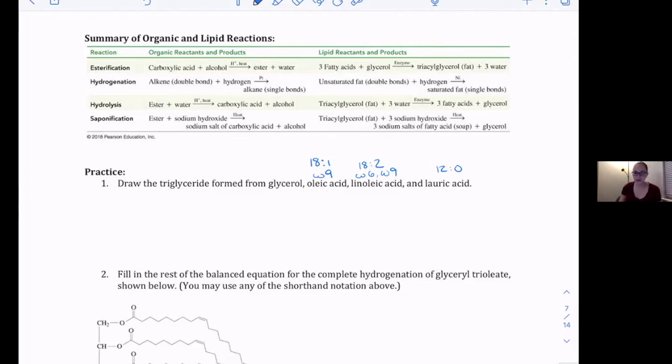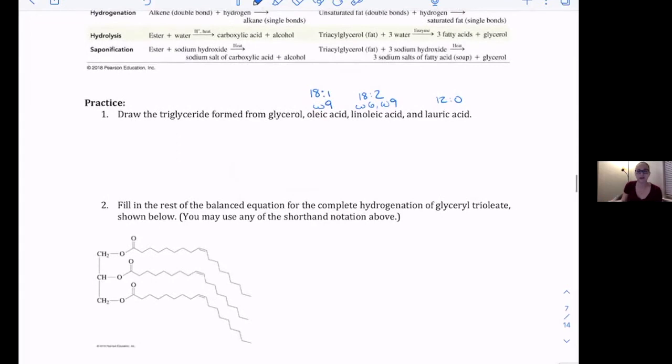So let's go ahead and practice. So this first problem says draw the triglyceride formed from glycerol, oleic acid, linoleic acid, and lauric acid. So I cheated and went up to my notes above, where we had charts with all of the different types of fatty acids. And so you should make sure you have access to that.